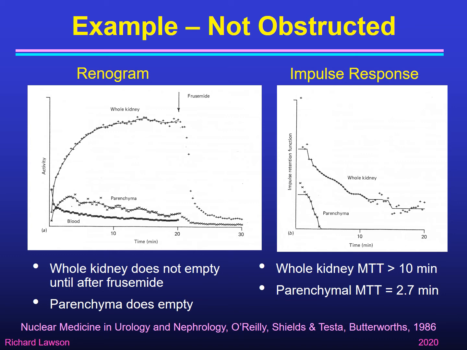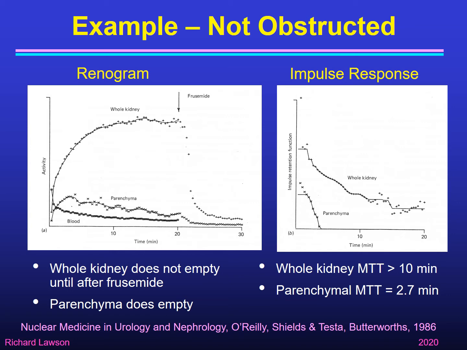So we have to just stop the calculation at 20 minutes, which means we never quite got the retention function for the whole kidney down to 0. So we can say it's at least 10 minutes. The parenchyma curve, when we apply deconvolution to that, we see that's got a quite normal transit time. In this case, it's only 2.7 minutes.